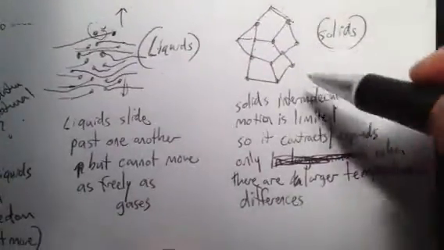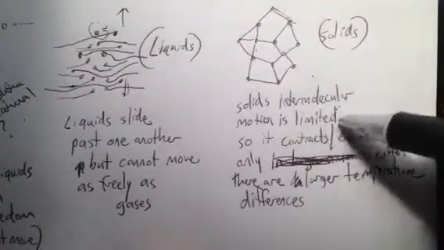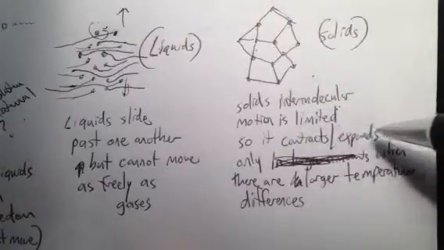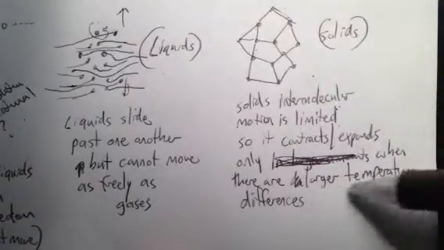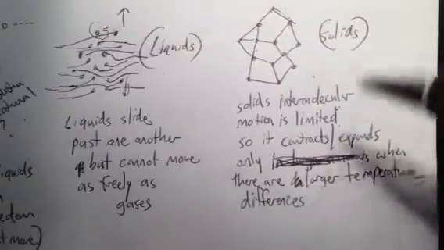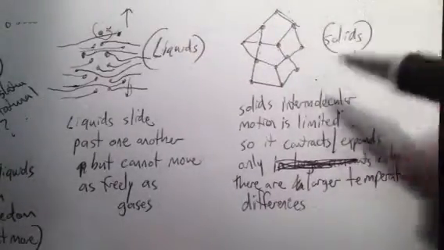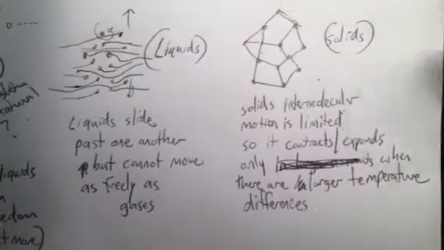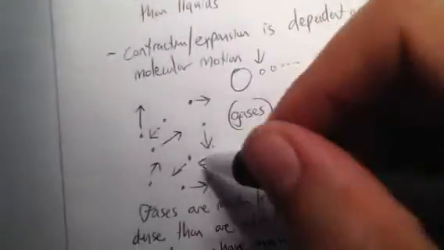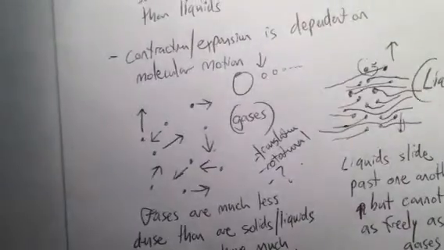But I have here written, solids' intermolecular motion is limited, so it contracts and expands only when there are larger temperature differences. So it takes a lot more to make a solid contract a tiny bit or expand a tiny bit than it does, say, a gas. And you can do a little experiment with this.